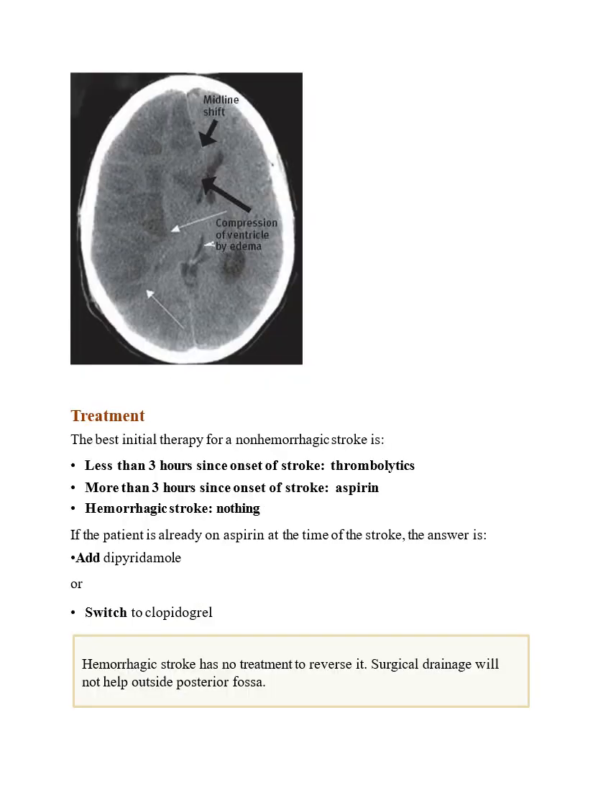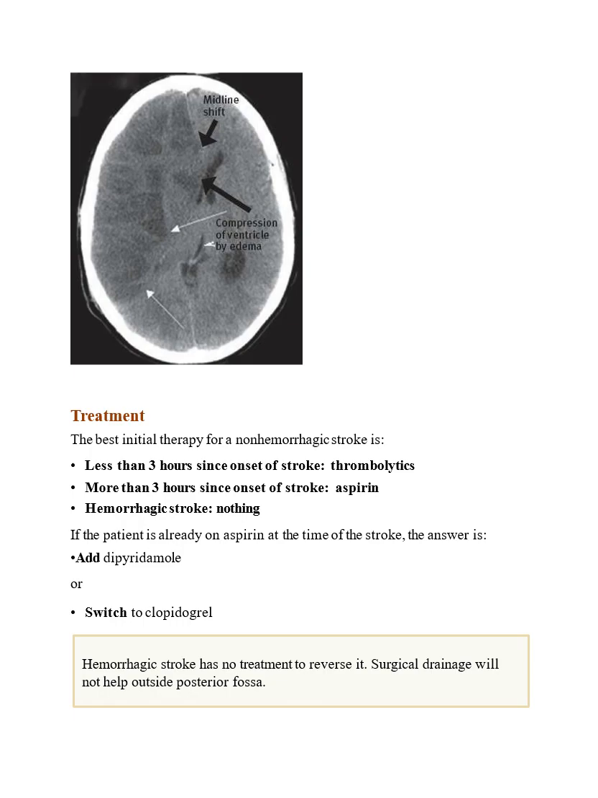Let's go to the next slide. On this slide, we see figure 10/1, non-hemorrhagic stroke, which is characterized with brain edema without blood. The treatment. The best initial treatment for non-hemorrhagic stroke is: number 1, less than 3 hours from the stroke, thrombolytics; number 2, more than 3 hours since the onset of stroke, aspirin; and number 3, hemorrhagic stroke, nothing.